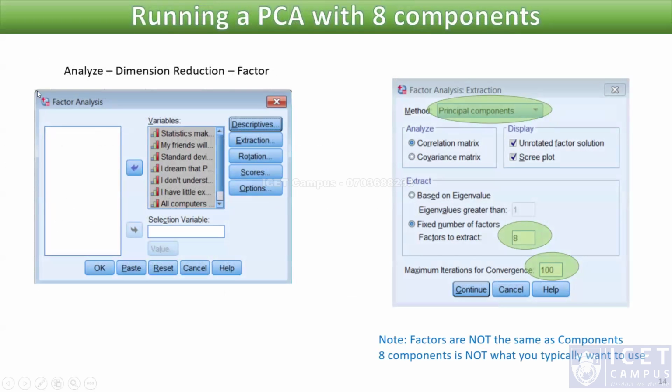Here it's mentioned how to run the PCA with eight components. So we'll see how we can go for factor analysis, that is principal component analysis. It's mentioned: Analyze, Dimension Reduction, Factor. So that is the method. We'll follow the instructions given here.